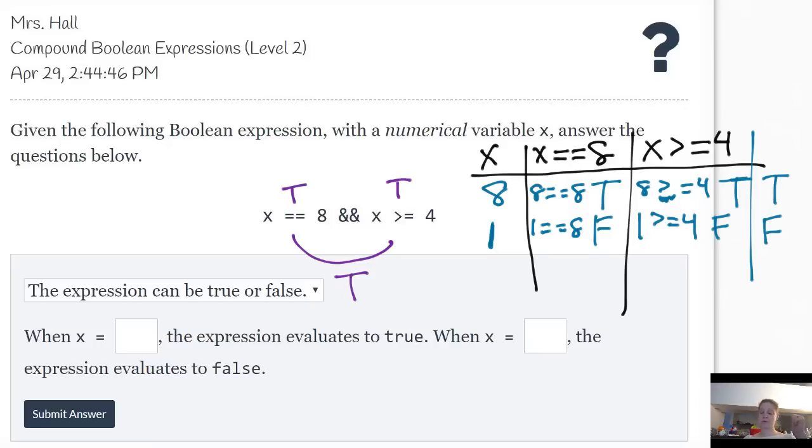Okay, so I've already proved that it's not always true and it's not always false, so let's fill in this example. If we select the expression can be true or false, when x equals something, the expression evaluates to true. Well, we have an example when x equals 8. When x equals something, the expression evaluates to false. Well, we just did an example with 1.